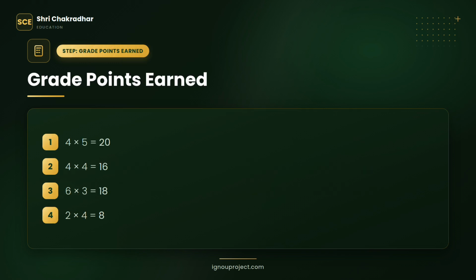Now we calculate the grade points earned for each course. Course 1 gives 4 times 5, which is 20. Course 2 gives 4 times 4, which is 16. Course 3 gives 6 times 3, which is 18. Course 4 gives 2 times 4, which is 8.